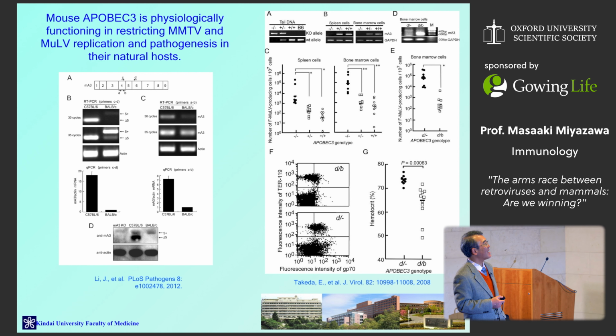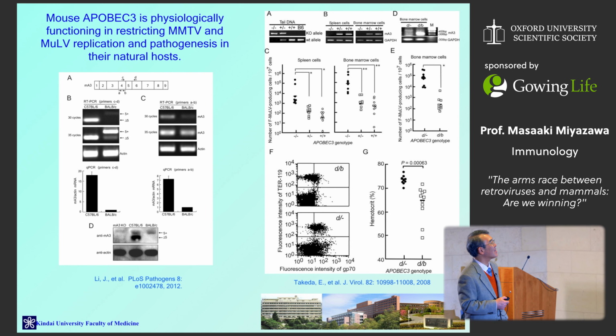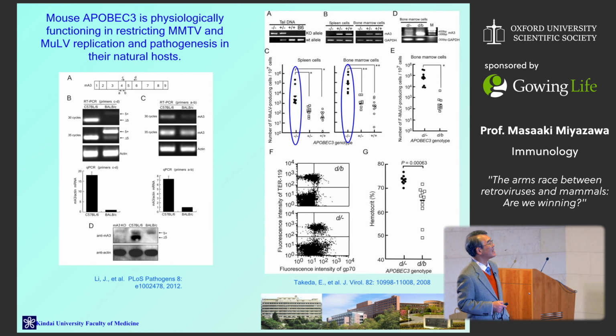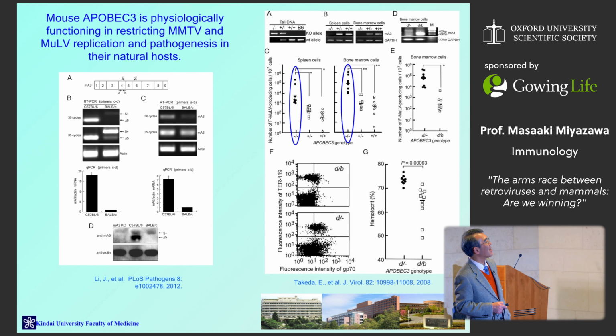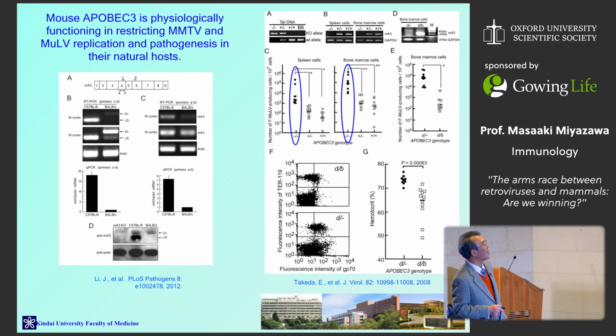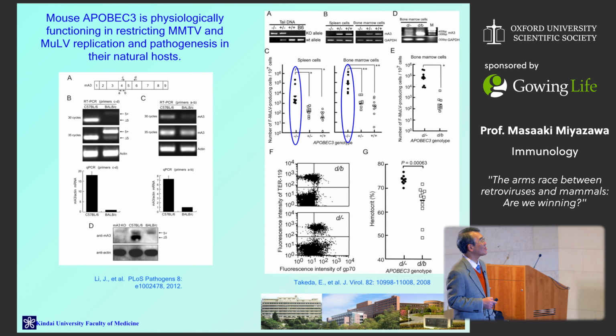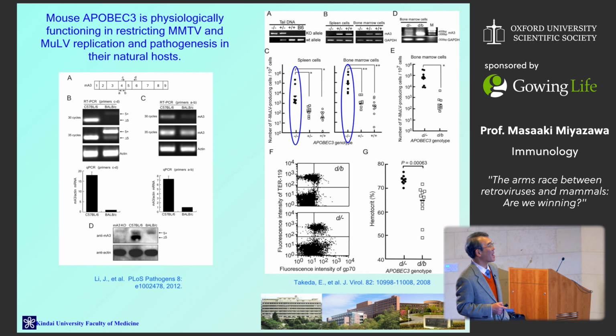So what we did was to produce knockout mice, of course. And when ApoBec3 is knocked out from otherwise resistant B6 strain, the knockout mice showed more than 100 times higher viral replication. This is the log scale, okay? So more than 100 times higher viral replication, both in the spleen and bone marrow.